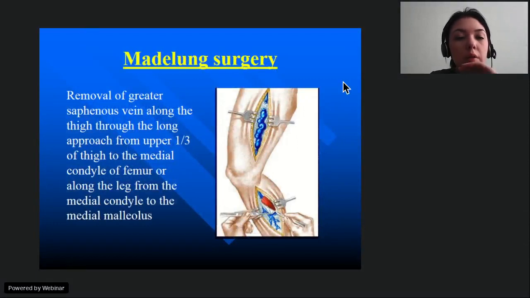The other way is Madelung surgery. So, removal of the greater saphenous vein along the thigh through the long approach from the upper 1/3 of the thigh to the medial condyle of the femur, and along the leg from the medial condyle to the medial malleolus. So the sense is clear.